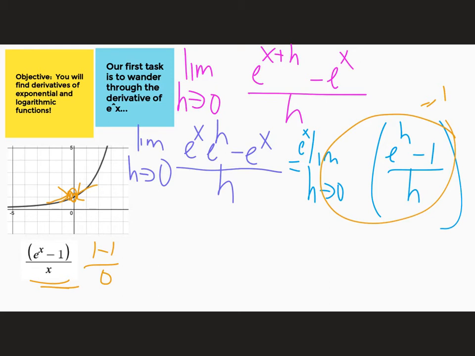So now, let's look at what we just figured out. The derivative of e to the x is, drum roll, e to the x. Oh, it's its own derivative. It's like magic.